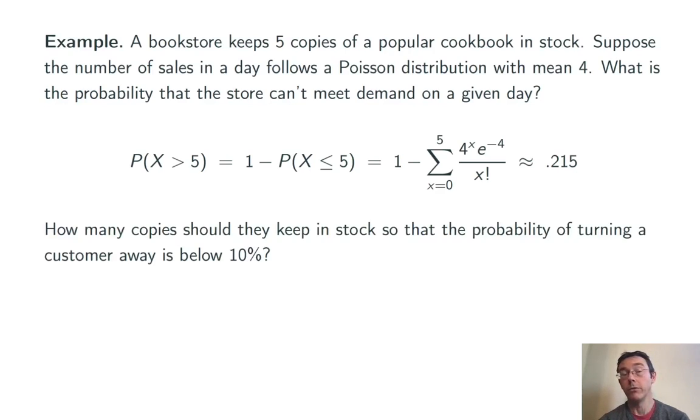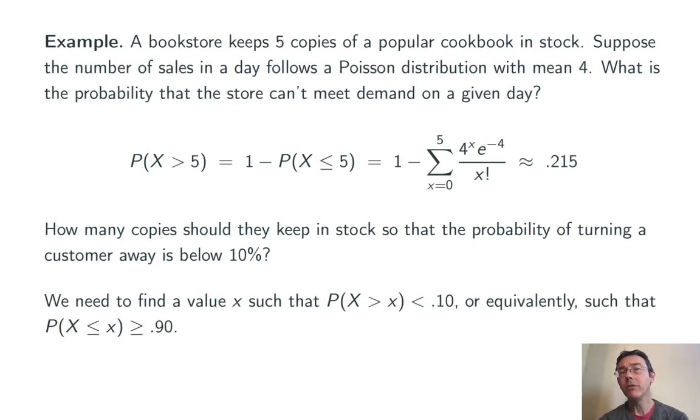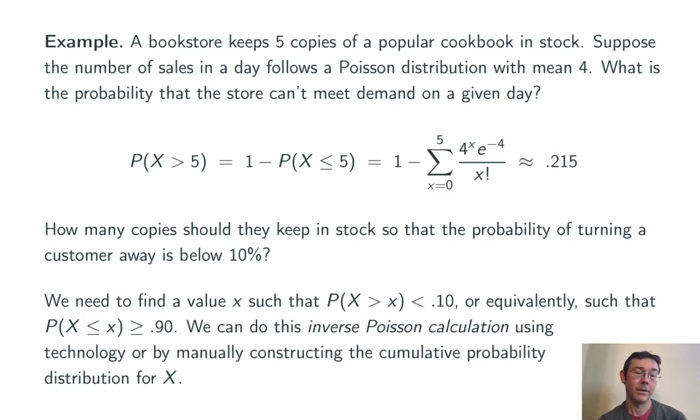Another question regarding the same example. How many copies should the store keep in stock so that the probability of turning a customer away is below 10%? We need to find a value, let's call it little x, such that the probability that our random variable comes out greater than that x is less than 10%. Or, to say it differently, such that the probability of our random variable being less than or equal to that value is at least 90%. This is an inverse Poisson calculation.